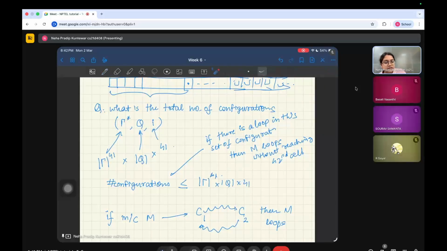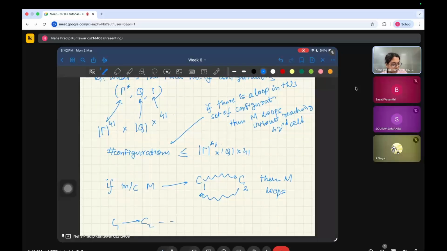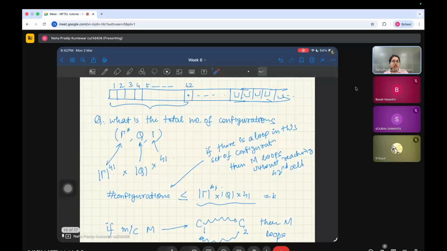Otherwise, if there is no loop, that means it will follow a path. From C1, it will go to C2 and so on out to C whatever this number is, CK. From here, it will have to go to a new configuration because there is no loop. So it will have to go to CK plus 1. That means it will have to touch the 42nd cell.